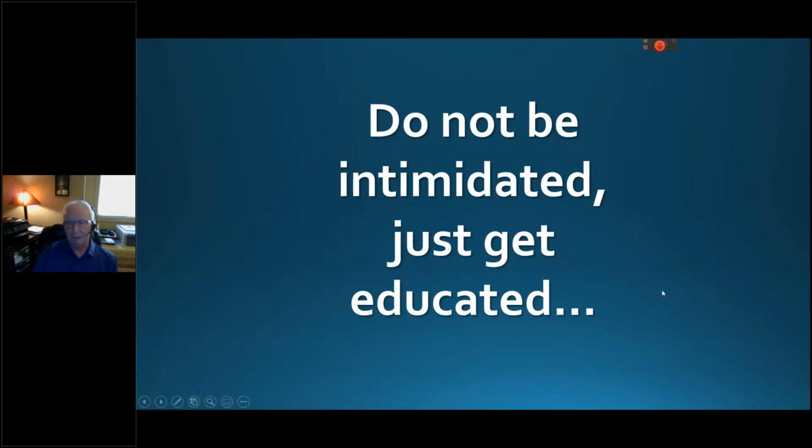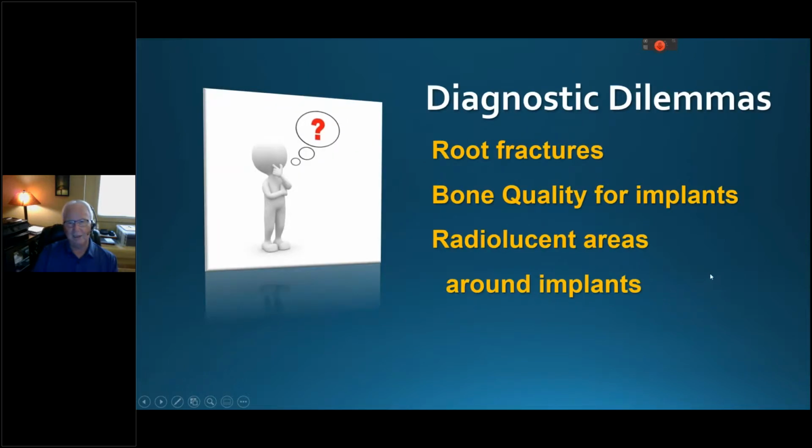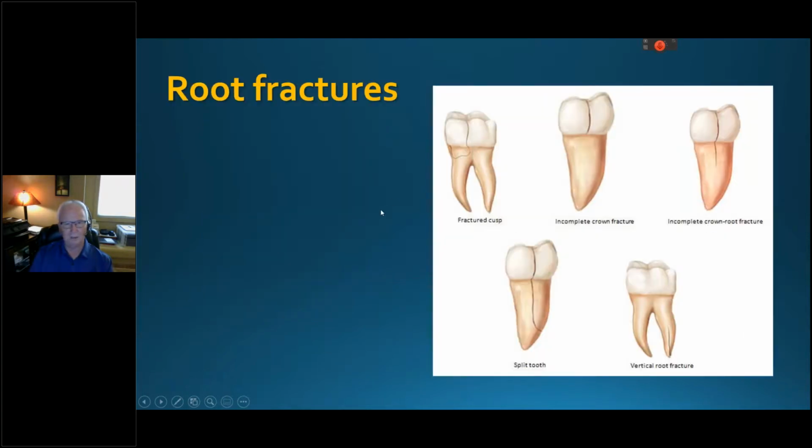So I don't want you to be intimidated. I want you to just get educated. I'm going to throw in one or two little things here for diagnostic dilemmas and hopefully end up with a vertical root fracture for you. So root fractures, bone quality for implants. If you've got questions, you can ask me about that. Radiolucent areas around implants. I've actually mentioned to my colleagues at Vatech that maybe we should do a whole session, they're doing an implant session for you, but maybe we can talk about some of the strange things that happen and some of the failures for implants at a later date.